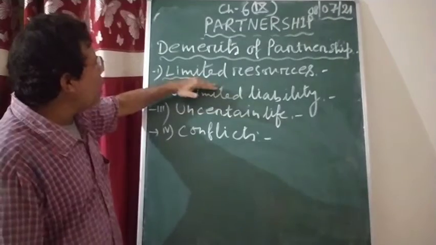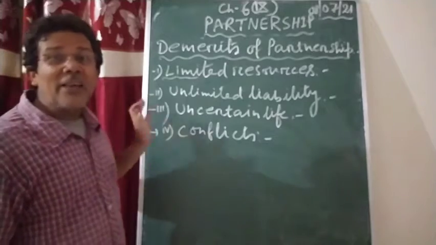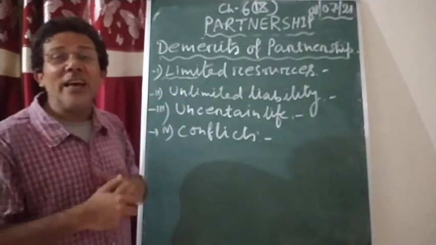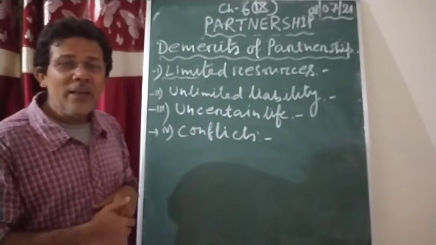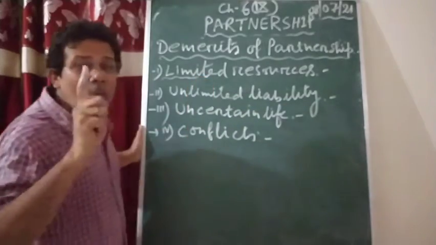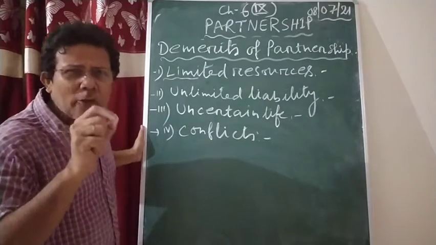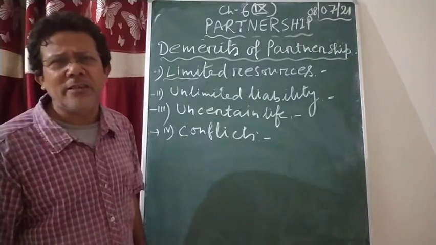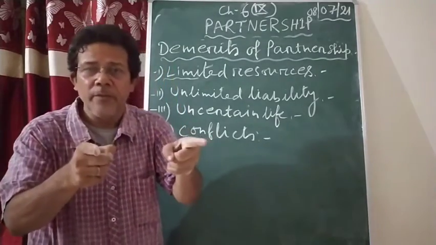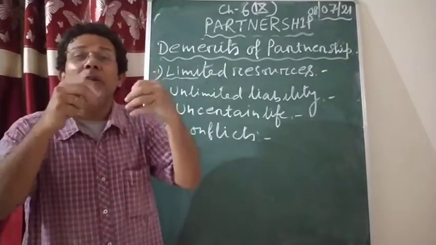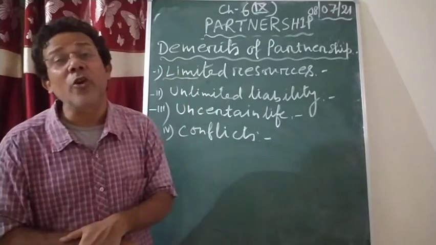But on the other hand, when I come to limited resources, what I am going to tell you is better understood this way: there are some businesses where you can collect shares from the public. There is no limit on from whom you are going to collect the capital. But in a partnership, beta, the number of partners is limited. There is a maximum number of partners that can be in a partnership business. And if the maximum number of partners is fixed, that means only that particular number of partners can contribute the capital in the partnership business.